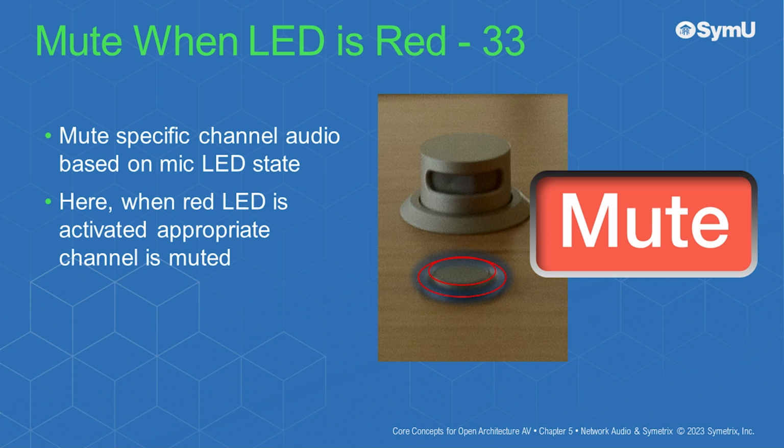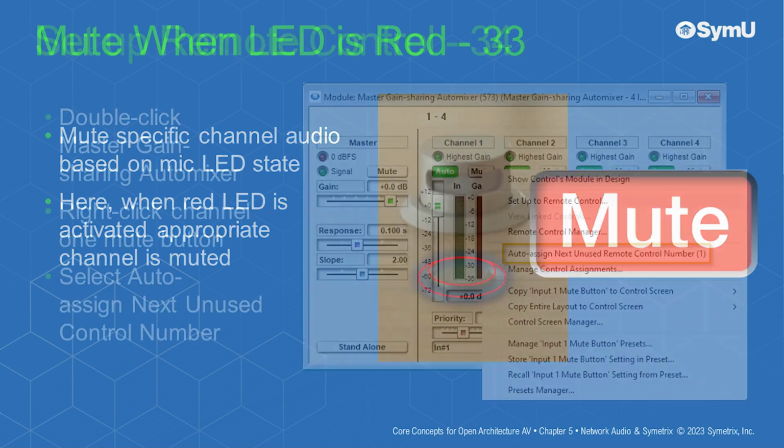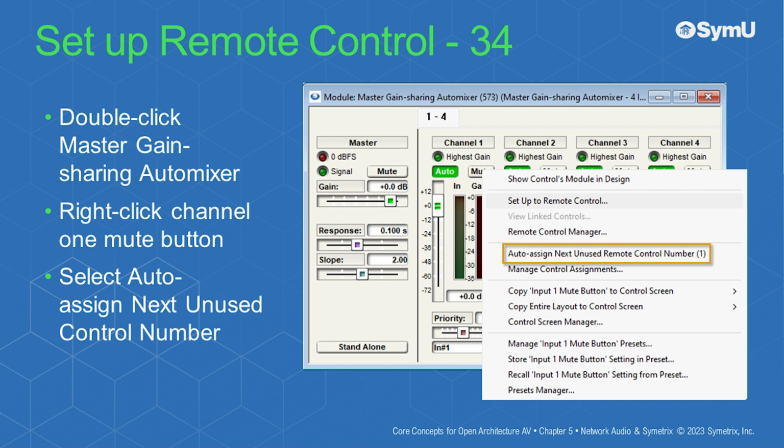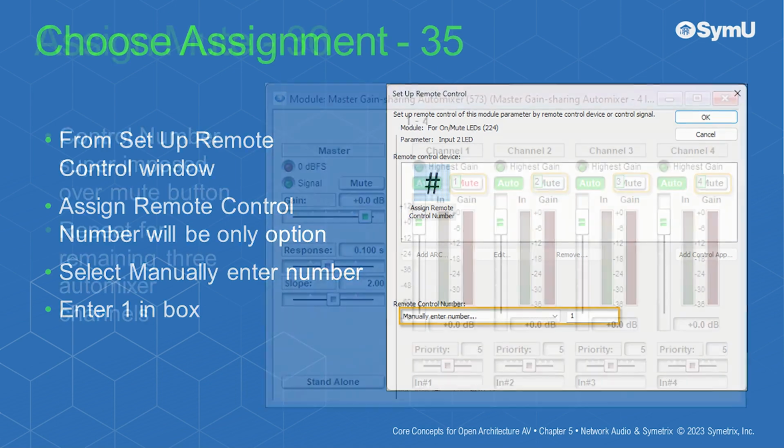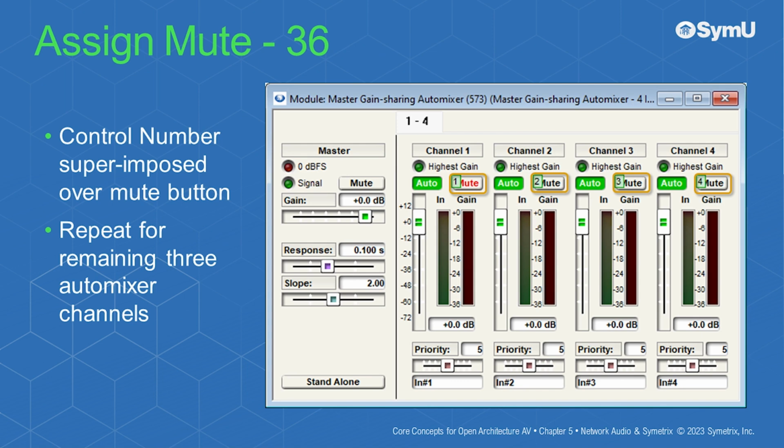The following steps mute the audio of a specific channel depending on the current LED state for the microphone. In this example, when the red LED is activated, the appropriate channel is muted. Double-click the Master Gain Sharing Auto Mixer, right-click the mute button of channel 1, and then select Auto Assign next unused control number. From the Setup Remote Control window, Assign Remote Control Number will be the only option. Select Manually Enter Number and enter 1 in the box. Now the control number is superimposed over the mute button. Repeat the previous steps for the remaining 3 channels of the auto mixer.